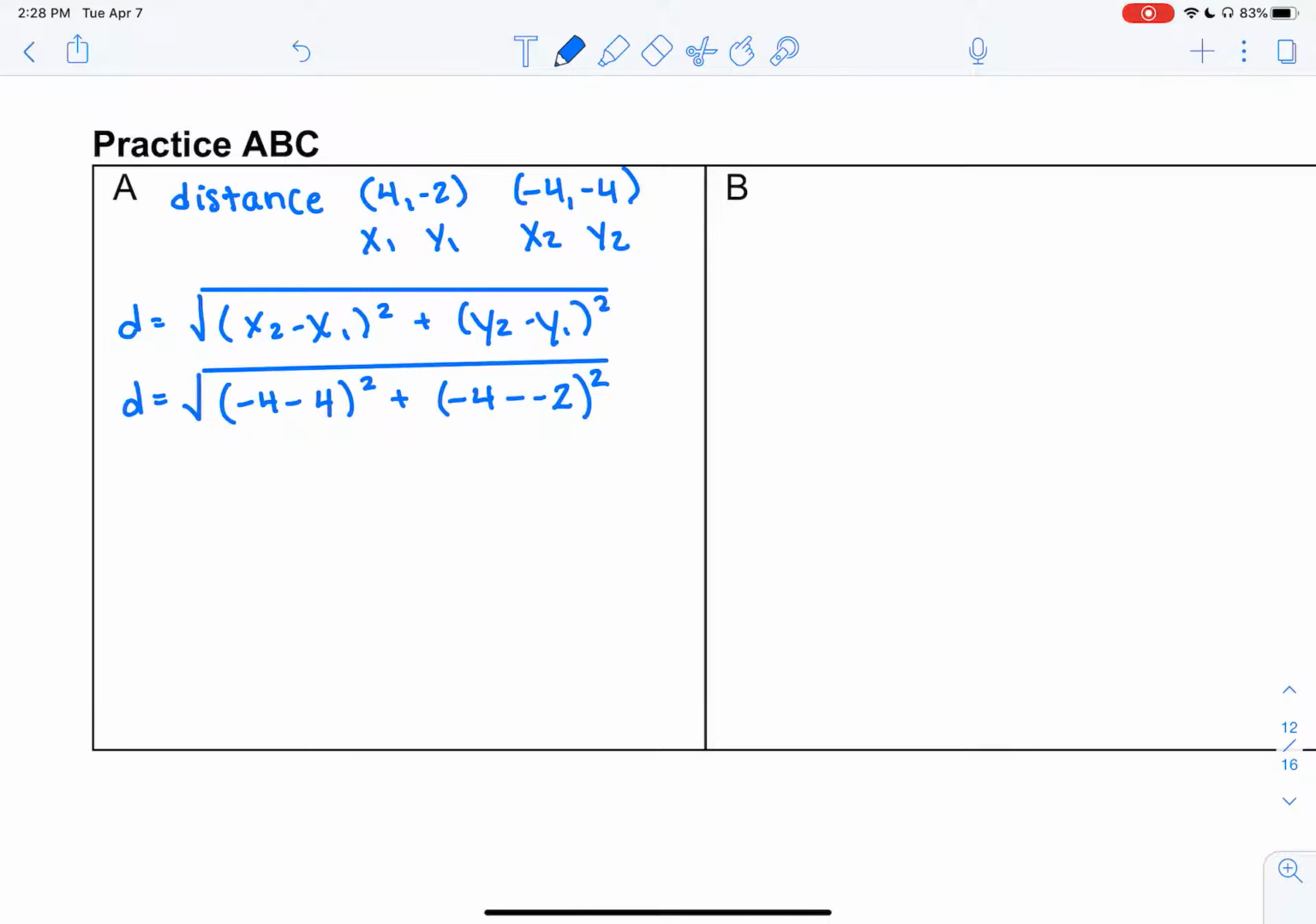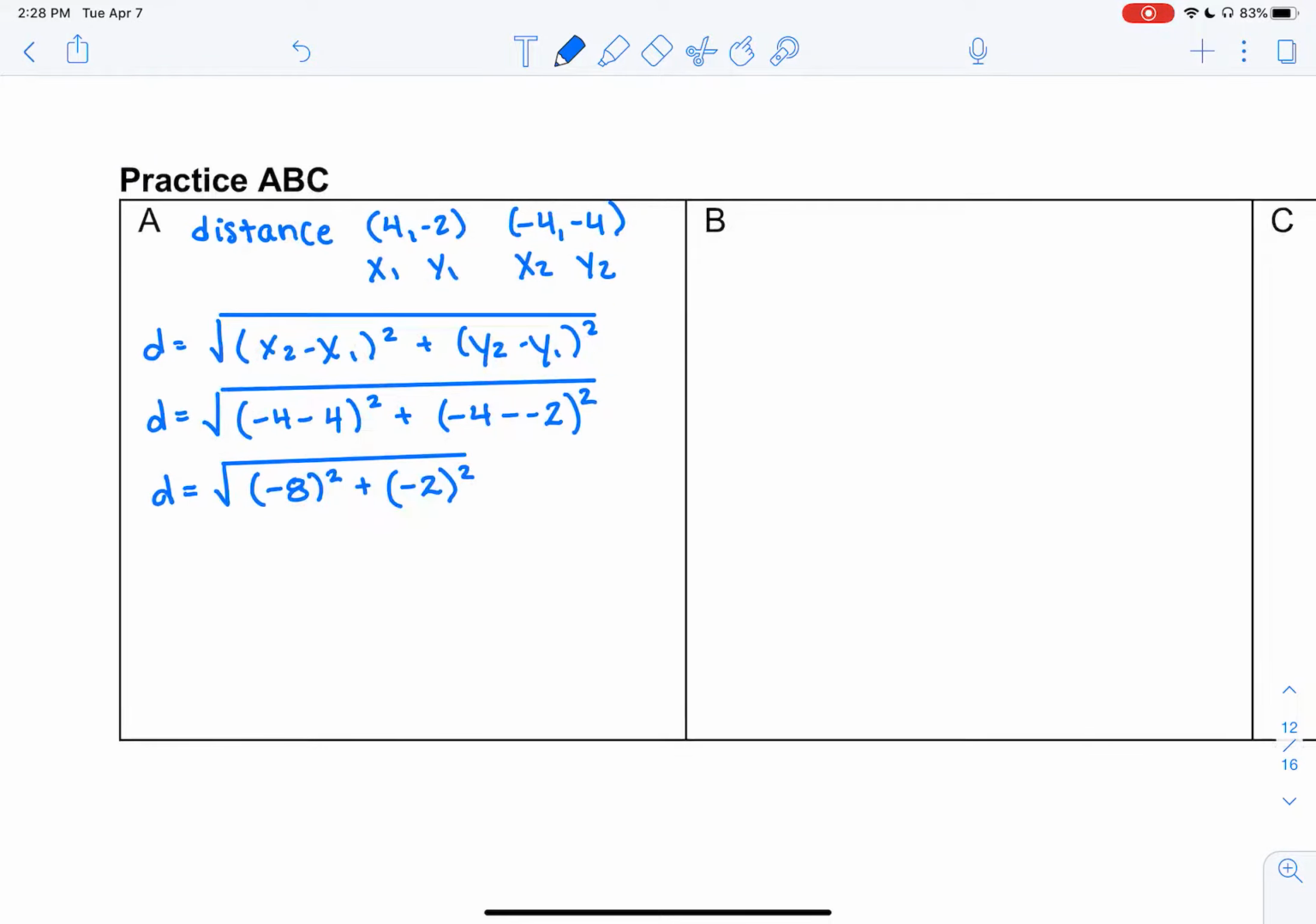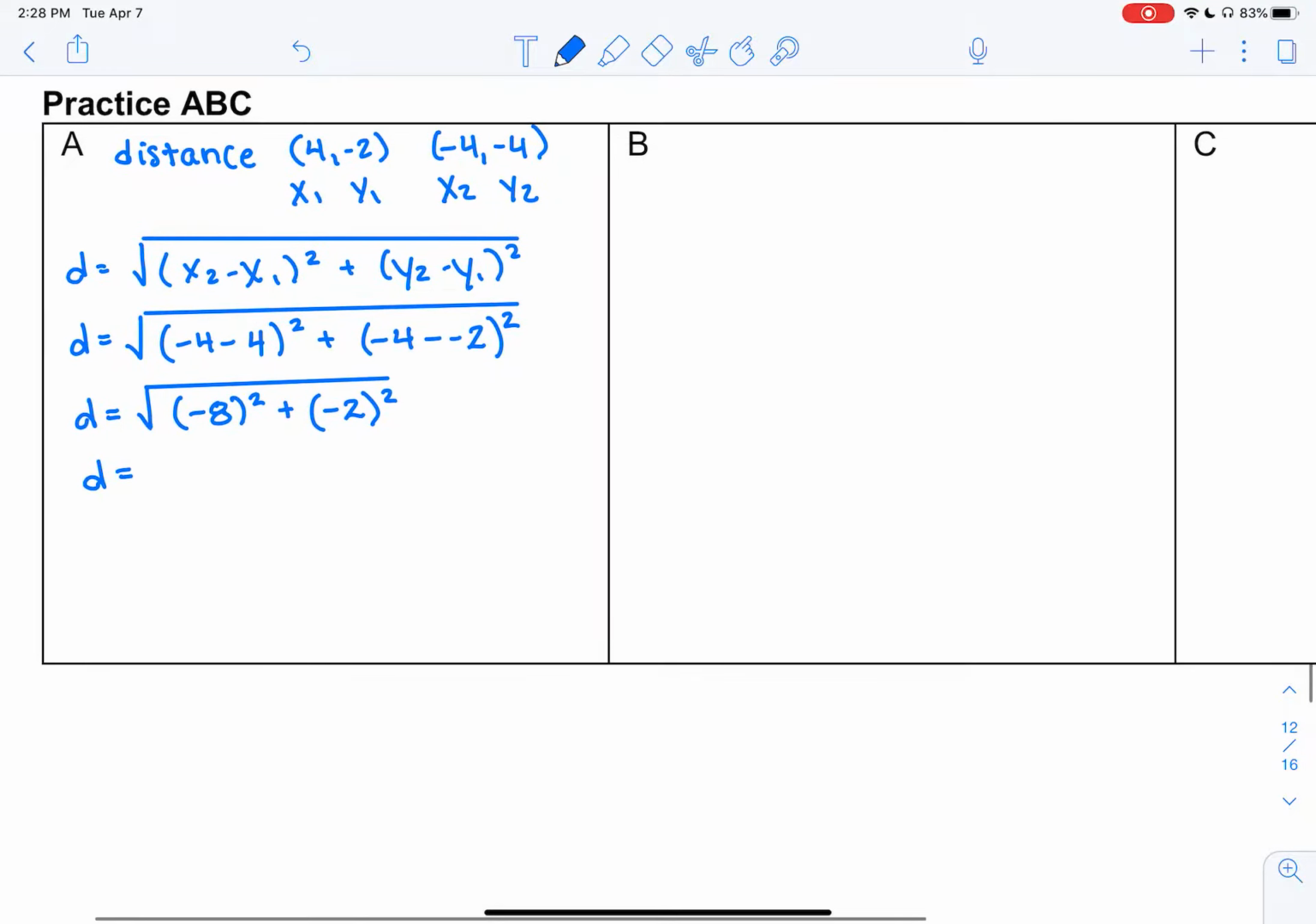Okay, now we're going to go back and simplify inside the parentheses. The first set of parentheses, -4 minus 4, that's going to be a -8 squared, plus -4 plus 2, that's going to be a -2 squared. And then let's go ahead and simplify that. So -8 squared would become 64, and -2 squared would become 4. So I end up with the square root of 68.